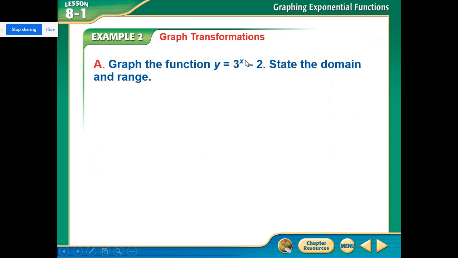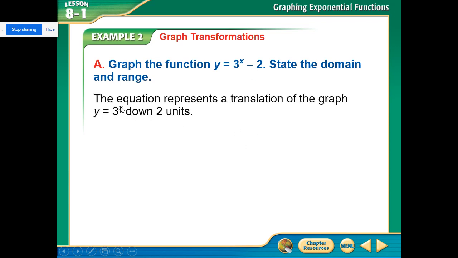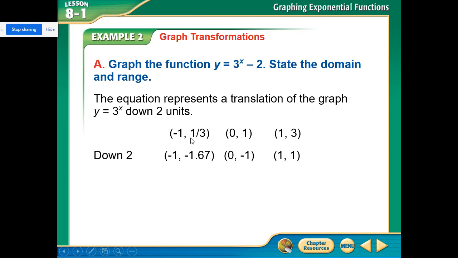All right, now we actually have some movement. So we're going to start with our basic function, and then we're going to move it down 2. So here's our basic function, -1, 1/3, because again, we're talking about our base, 0, 1, and 1, 3. And then we're going to move it down 2, so we subtract 2 from the y. So 1/3 minus 2 is -0.67. You can use a decimal at this point because we're just graphing it, so having a decimal is fine. 1 minus 2 is -1, and 3 minus 2 is 1. Notice I did not touch the x values.